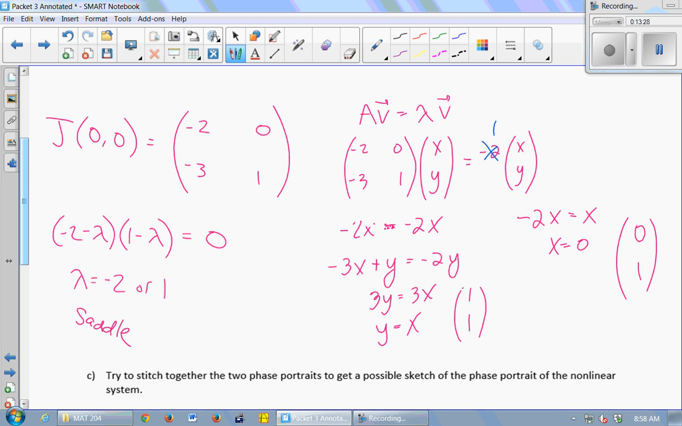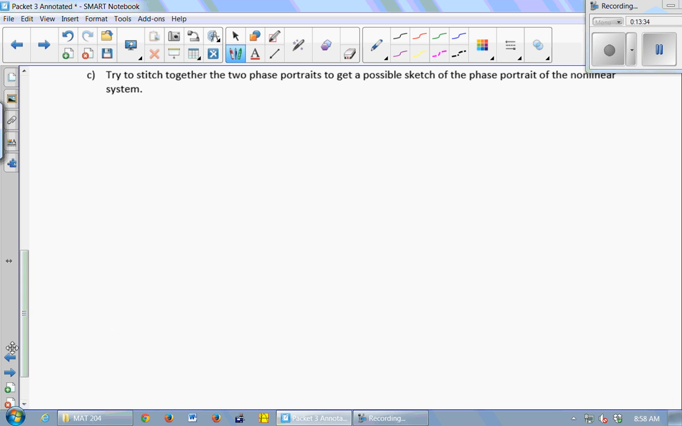All right, so I'm going to sketch this saddle before I move on to the other equilibrium point. And in part C, I'm trying to stitch together my 2 phase portraits. I'm going to have a small phase portrait at each equilibrium point. So I'll do the one at 0, 0 now.